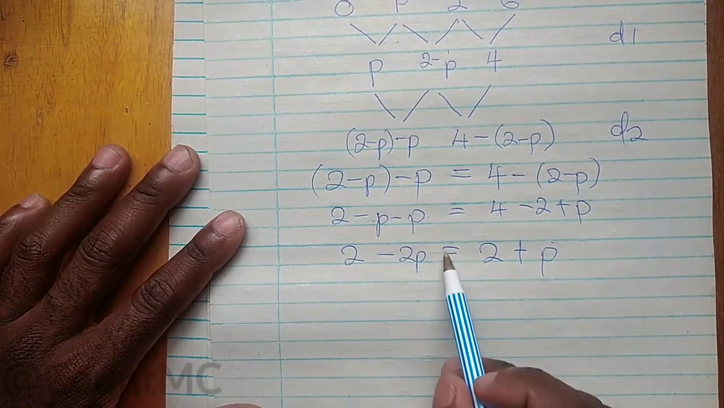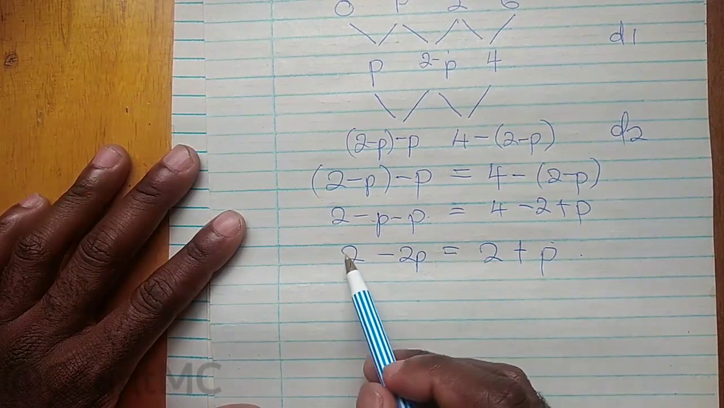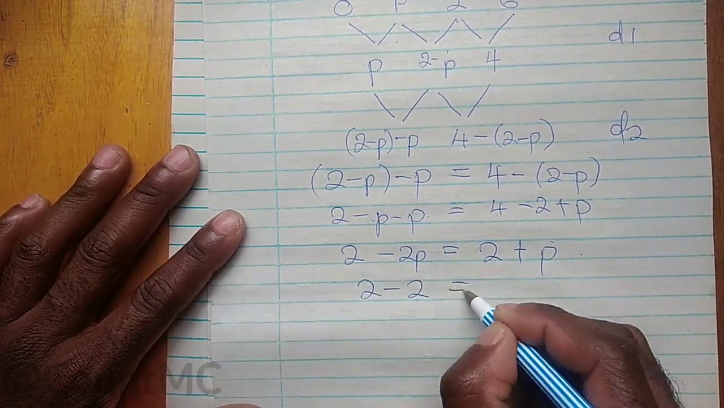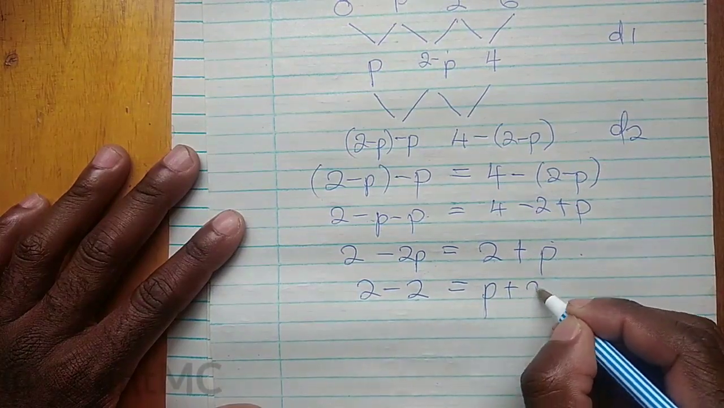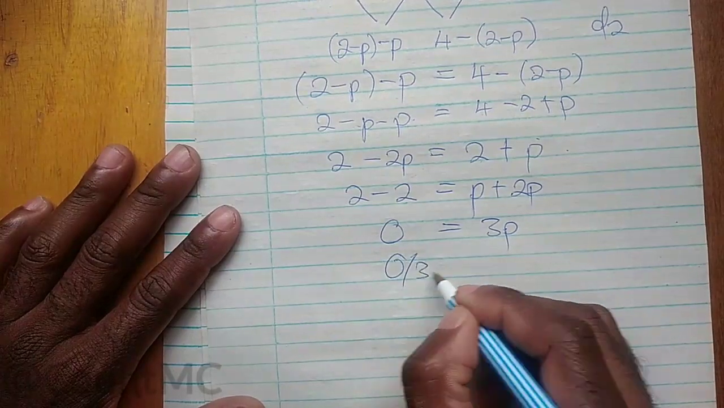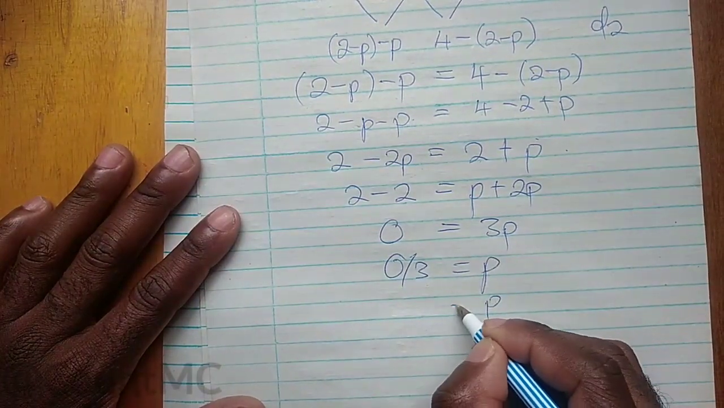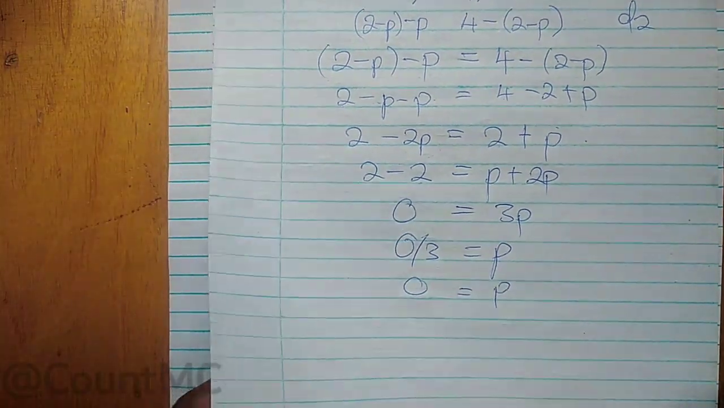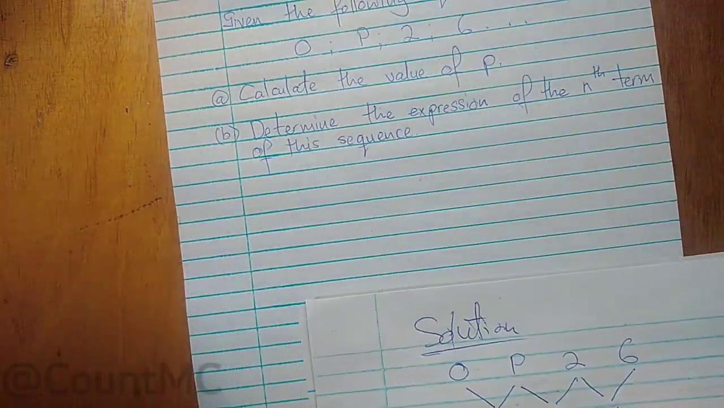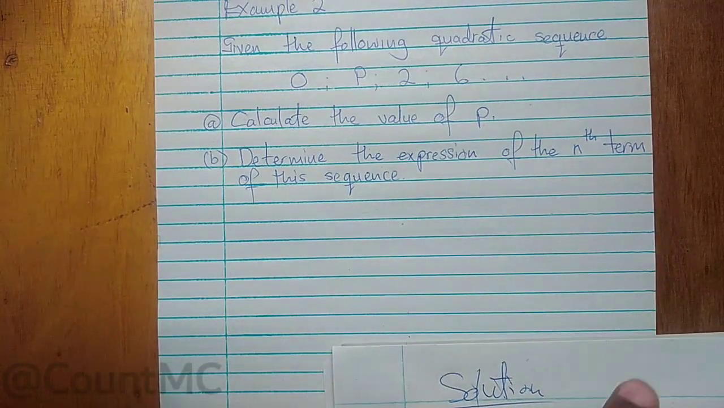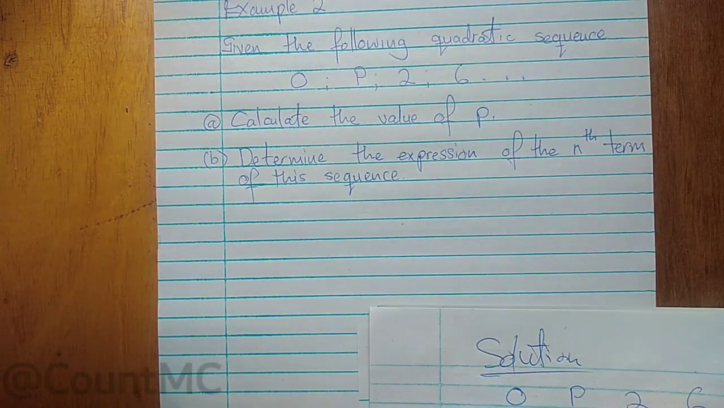Now let us put all the p's to one side and the 2's to one side. 2 minus 2 is equal to p plus 2p. 3p is equal to 0. So p is equal to 0. Now, after finding the value of p, they are saying determine the expression of the nth term.